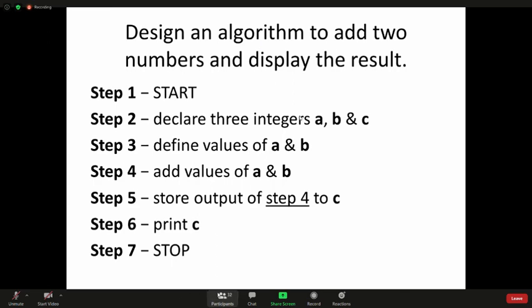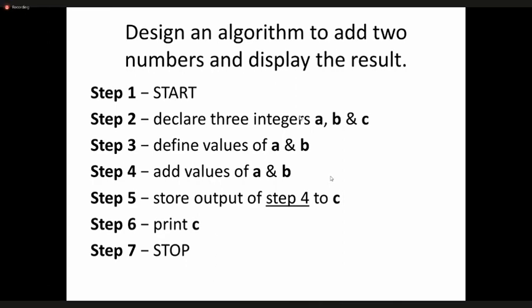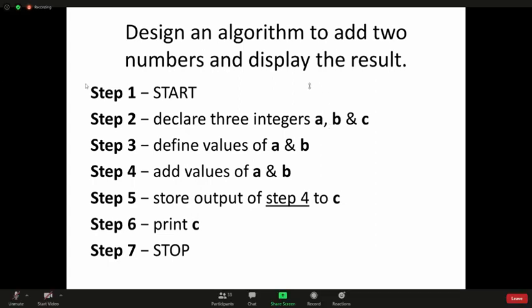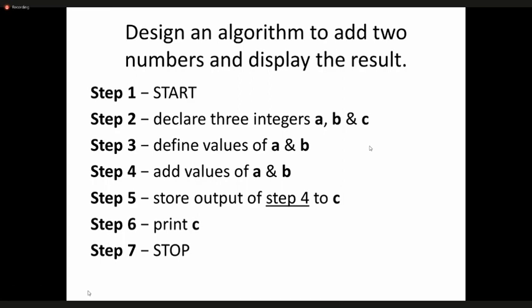Then we'll again come back to this session, that is, design an algorithm to add two numbers and display the result. Usually we consider the steps as step 1, 2, 3 up to 7, but writing the step numbers is optional. The requirement is that you have to brief the procedure, right? If you apply step 1 to step 7, it will be much clearer.